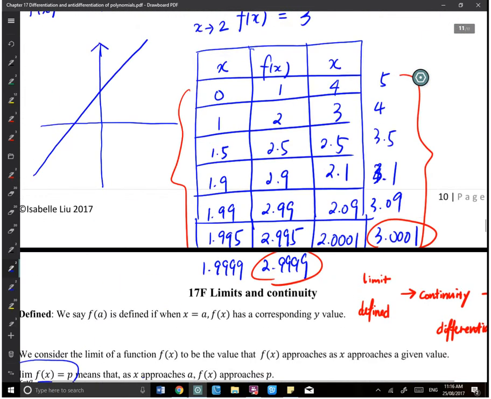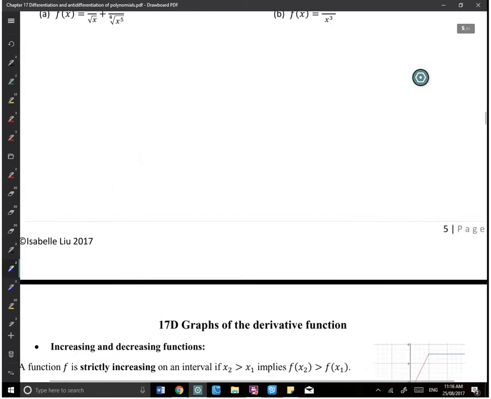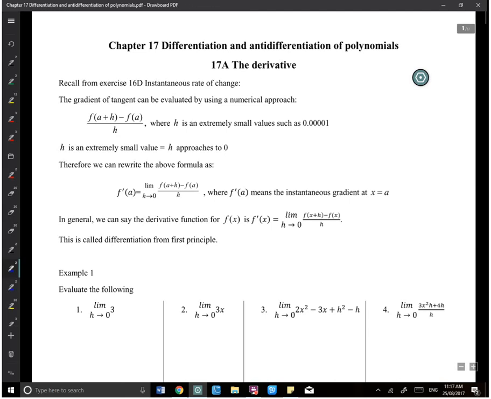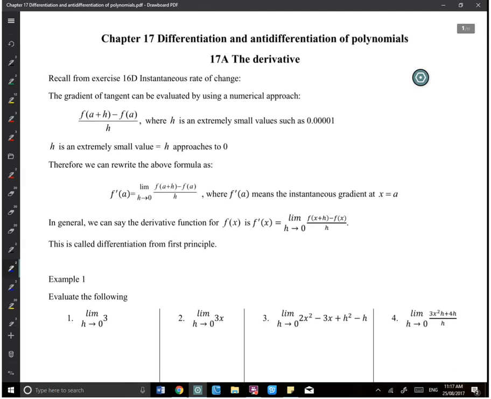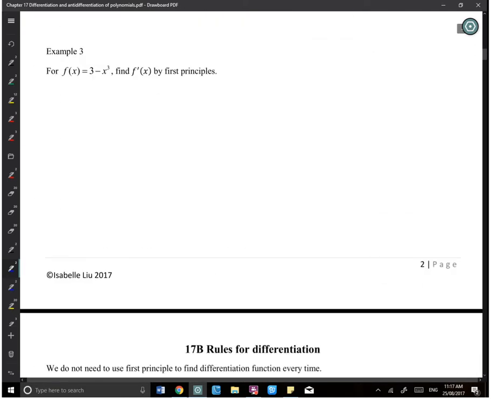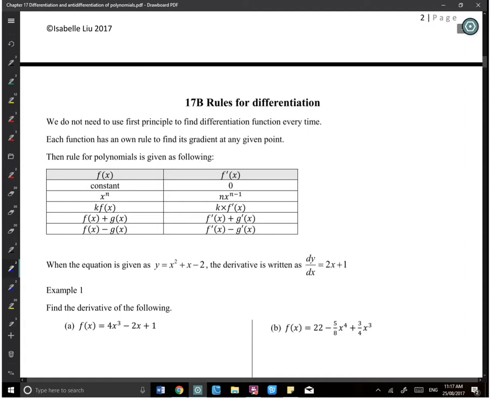So today we'll use the definition of limit to think about derivatives. Okay, so what is a derivative?